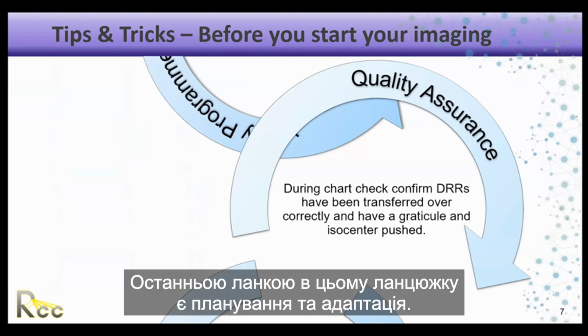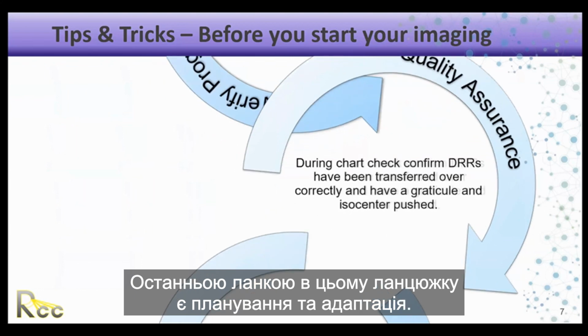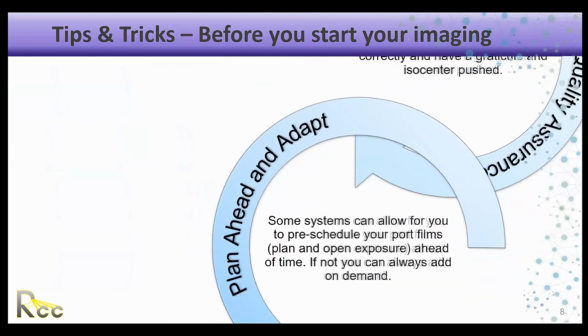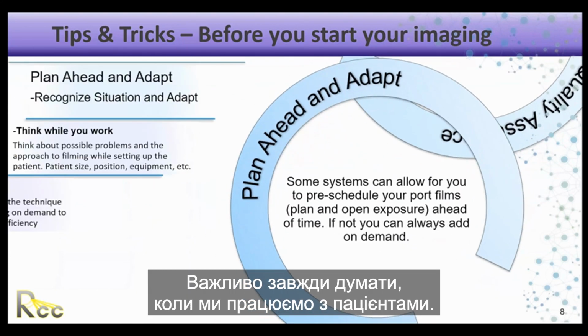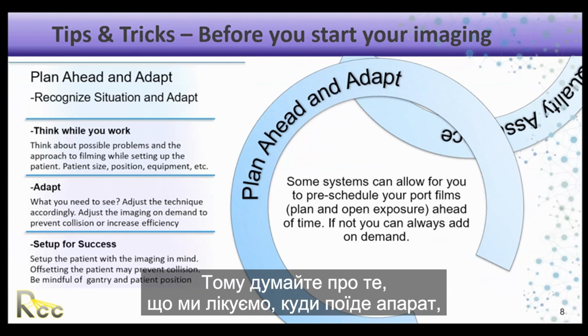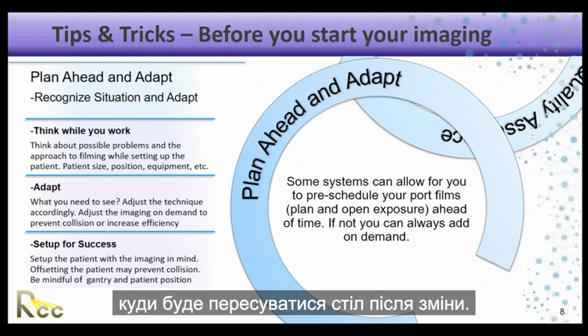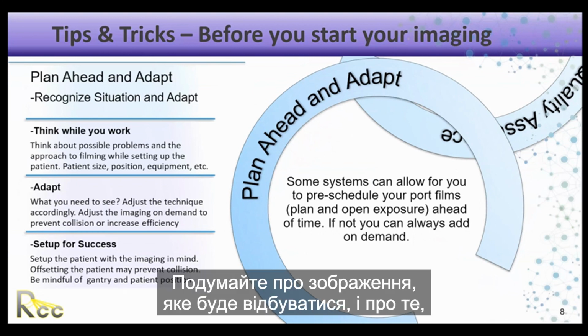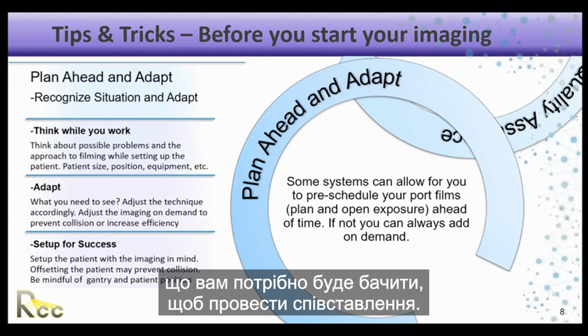The final link in the chain is planning ahead and adapting. It's important to always be thinking as we're working with patients. So think about what we're treating, where the machine's going to go, where the table will move after the shifts. Think about the imaging that will take place and what you'll need to see to perform the match.